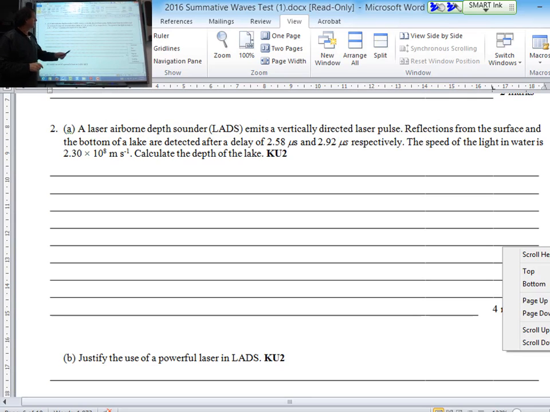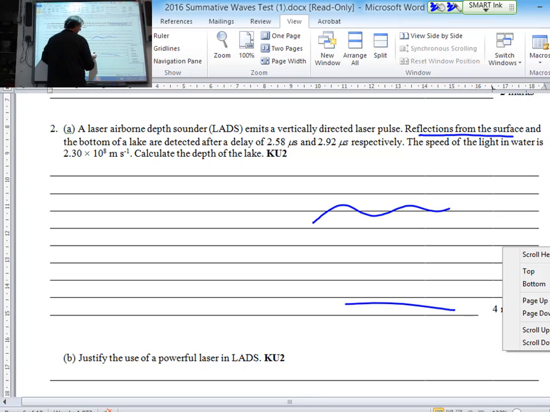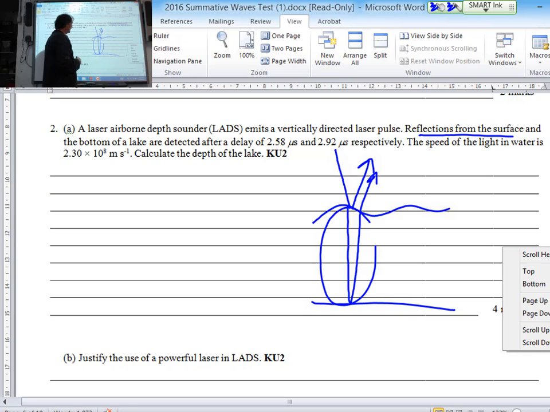So what you've got here is a directed laser pulse going down to the lake. Some reflects off the surface of the lake, some of that penetrates and reflects off the bottom. So there's your lake there, and there's the bottom of it. It's going to come down like here, reflect off the surface, and then go in and reflect off the bottom. And we're interested in the time delay between those two beams, because it tells us how long it was underwater for. Okay? Here the delay is 2.58 microseconds for the first one, and 2.92 for the second one, so we need to know that time difference between those two beams.